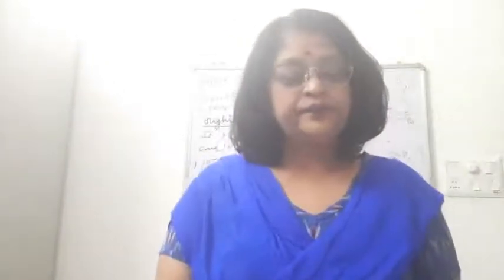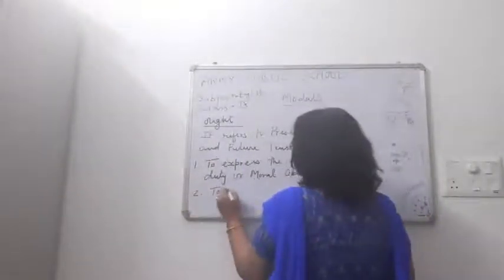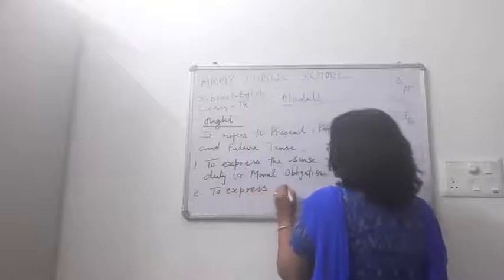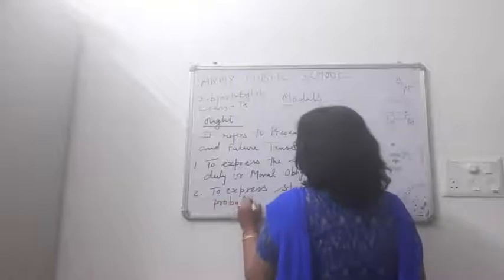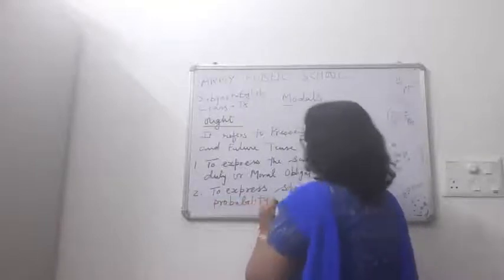Then the second point is to express strong probability. She ought to pass this time. The past tense of ought is expressed with ought to have plus the third form of the verb. So children, how is the past tense of ought expressed? Ought to have plus the third form of the verb.